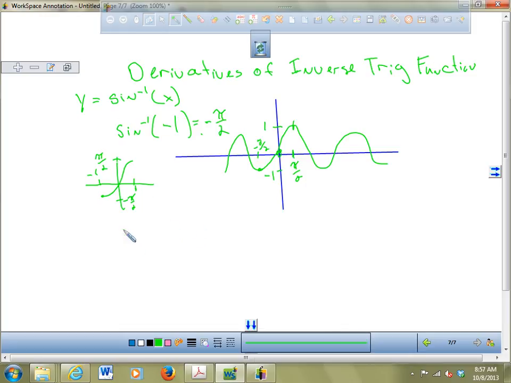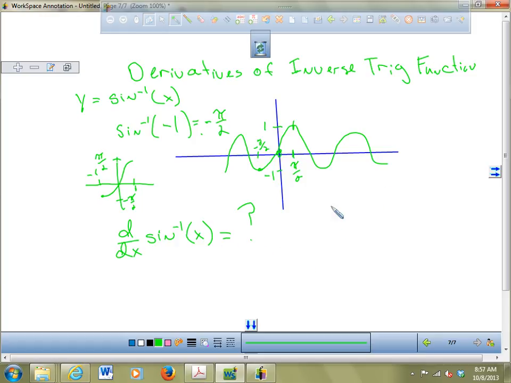They want to find d dx of inverse sine of x. So this is what you want to figure out. And probably the best way to do this is to learn how to do a couple of them and then just memorize the formulas. You only have to memorize 3 formulas. Okay?